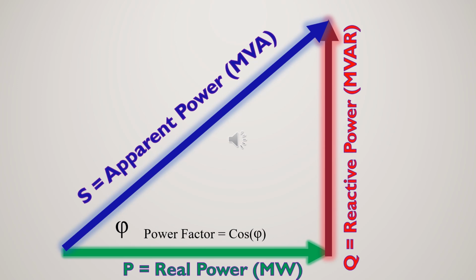The real power is measured in watts, and megawatts at utility scale. Reactive power we measure in MVAR, and the apparent power in MVA. And the cos of the angle is known as the power factor.